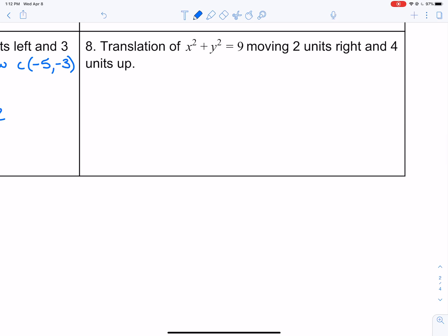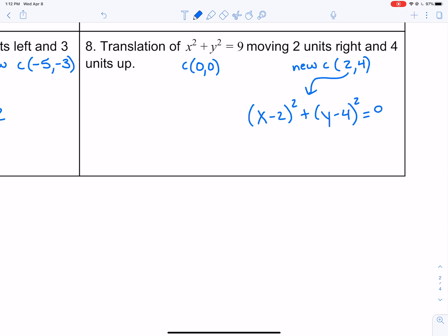So if we have a translation of the circle x squared plus y squared equals 9, think of this center as at the origin, but it's going to move. So the new center point is 2 units to the right, which would be 2, and 4 units up, which is +4. So we just need to rewrite our equation with that new center point included. So it'll be x minus 2, remember you change the sign, plus y minus 4. So x minus 2 squared plus y minus 4 squared.